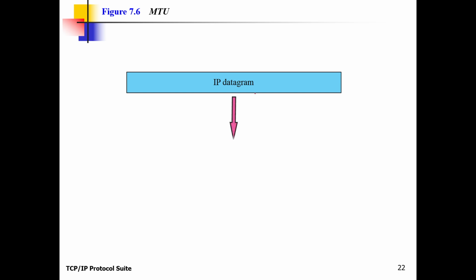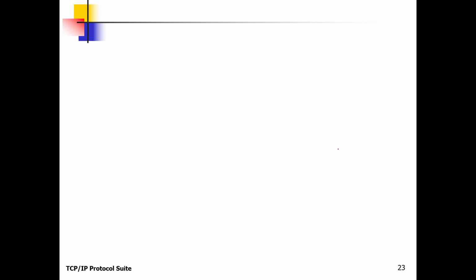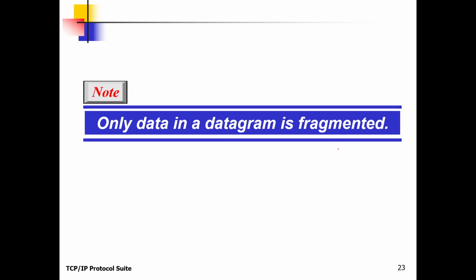So here you have the IP datagram, as you see in here. This is the IP datagram, and it's going to go into the frame. This is layer 2, and remember this is layer 3. This is the header, and the maximum length of data that can be encapsulated in the frame is the MTU. Then you have the trailer. So that's exactly what you're going to do. Only the data in a datagram is fragmented. Only the data.